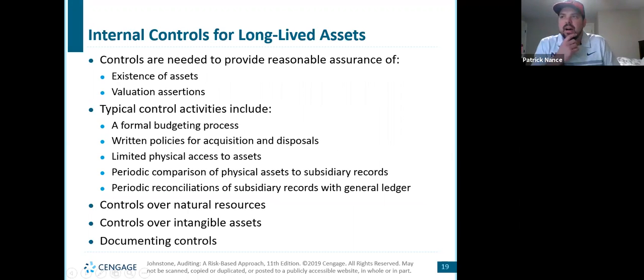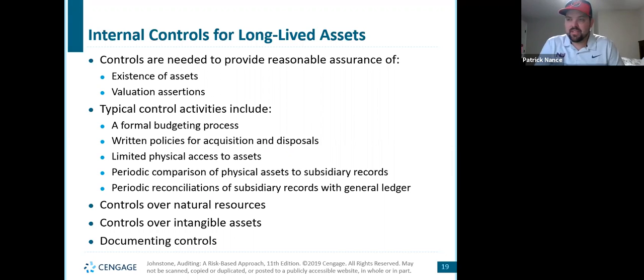Okay. Internal controls for long-lived assets. Controls are needed to provide reasonable assurance of the existence, that they actually exist, that they actually own it, and that it's actually there, they actually use it, and the valuation of those. Are they valued properly? Book value, remember, does not just include what the cost was in the first place, although that's a very important element of it. It also includes how much accumulated depreciation there is, which means the rate at which they're depreciating it needs to be accurate.